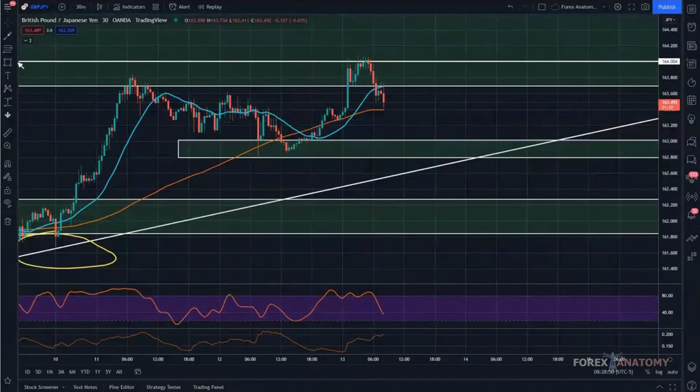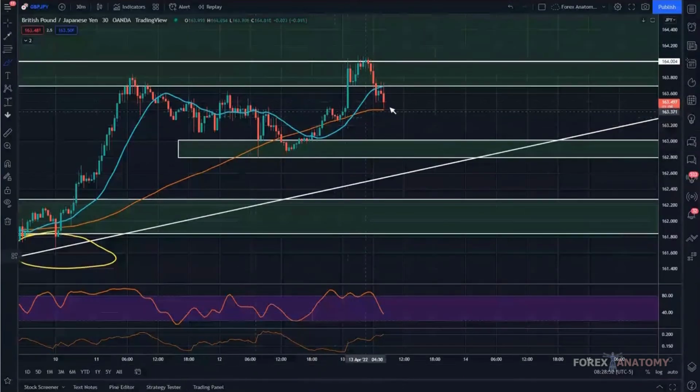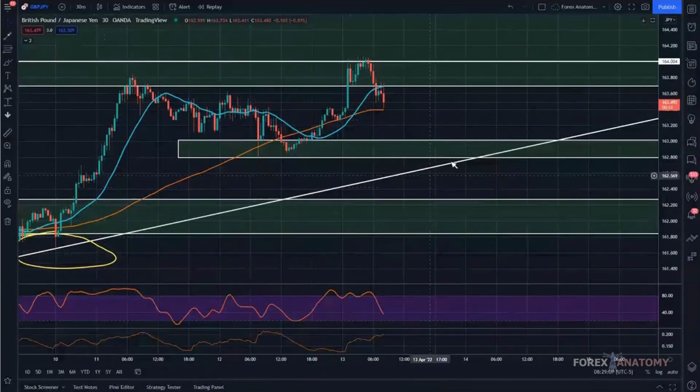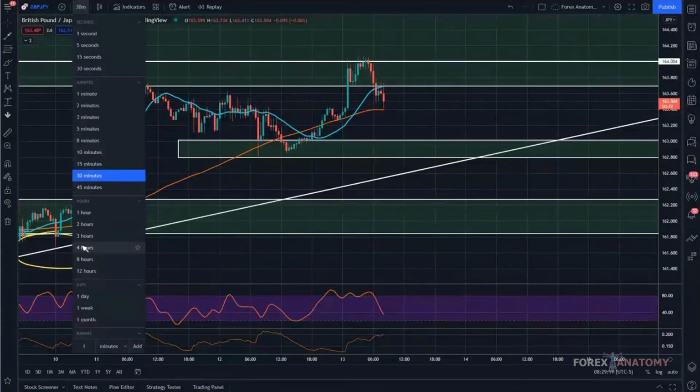But if we do see something like this, where price comes all the way up, tests its highs again, and then comes back down, then I'll look for that trade into this area. As of now, I don't see that, so I'm just going to wait for price to break this whole zone, break this trend line, and break this structure area before we decide to get involved.